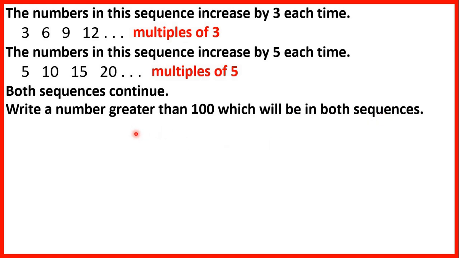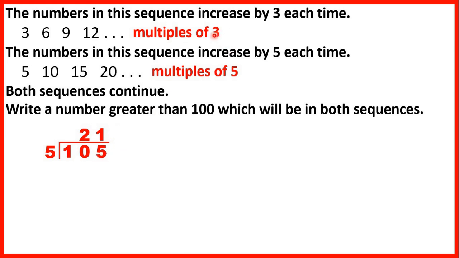So here we need a common multiple of 3 and 5, which is greater than 100. Now multiples of 5 always end in 5 or 0. So a number larger than 100 is 105, and that's a multiple of 5 because we can divide it by 5 without getting a remainder. And we didn't really need to do the short division here, because we know that if it ends in a 5 or 0, we're not going to get a remainder.